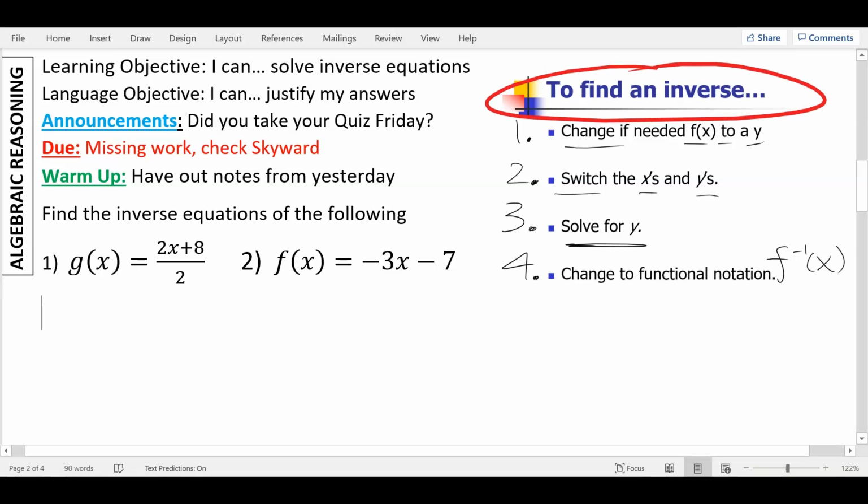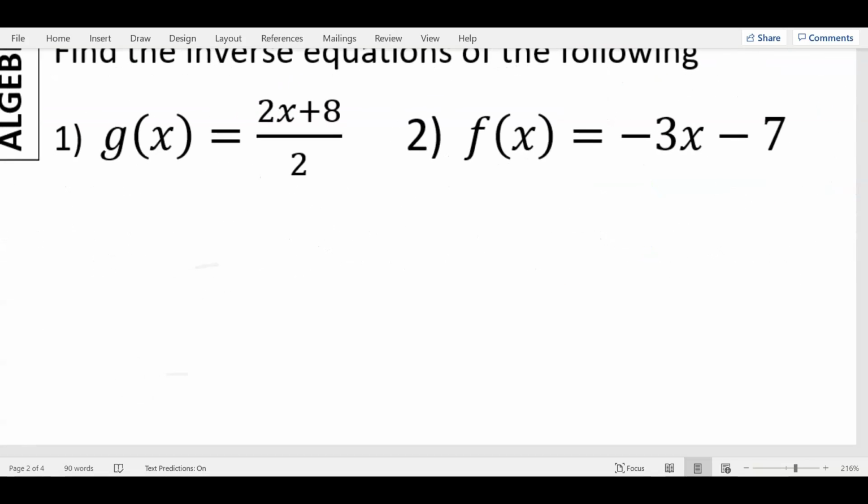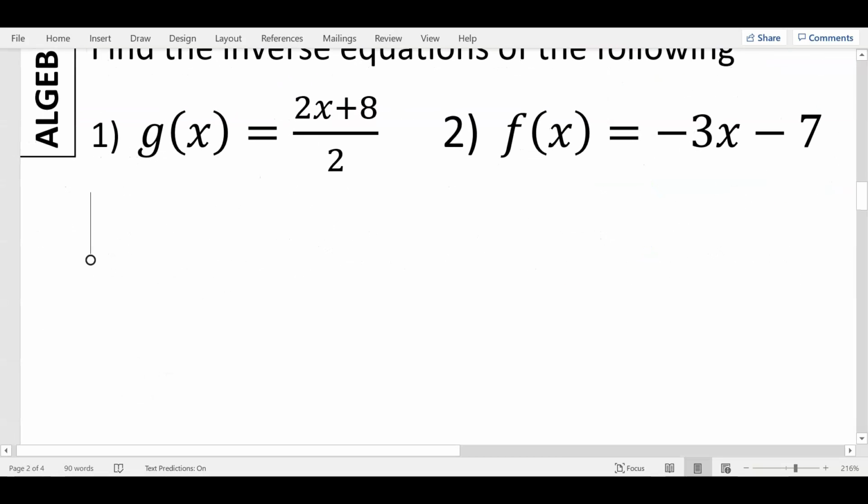Now, these are the 4 steps. Change f of x to y, switch x and y, solve for y, and then change it back to the function notation, f inverse of x, the little -1. So, number 1, help me out here. First step, what do I do?